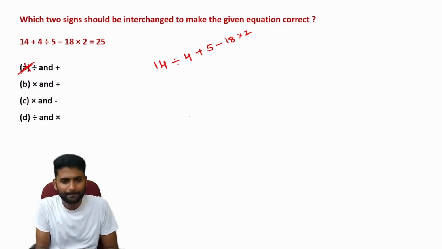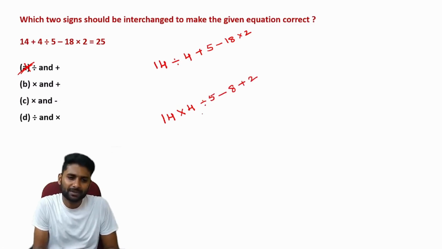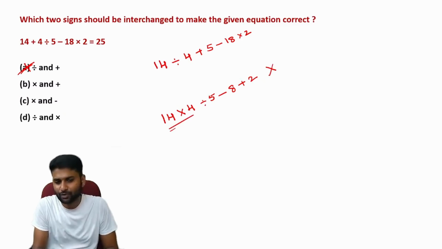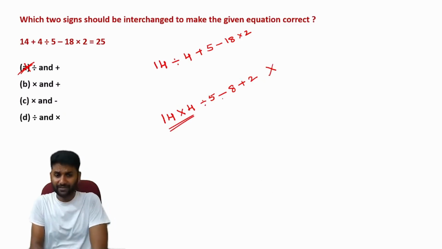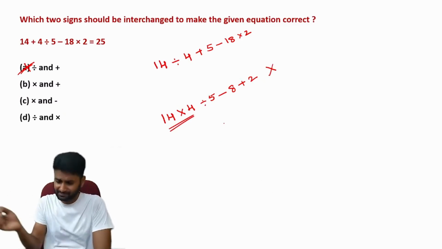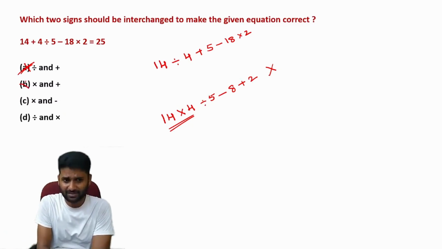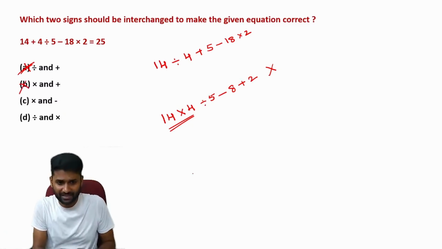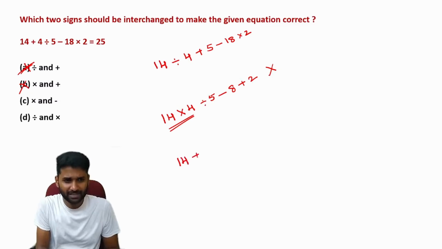Let's check with option B. 14 plus should be interchanged with multiplication, divided by 5, minus 8, multiplication with plus. If you go through the simplification again, you will get a decimal. Why? Because 14 into 4 is exactly equal to 56, divided by 5. Again, you will get a decimal value. So definitely B is also not a suitable answer. Let's check with C. 14 plus 4 divided by 5. And guys, if you see the divided by 5, you can't change anything. Still you will get a decimal.